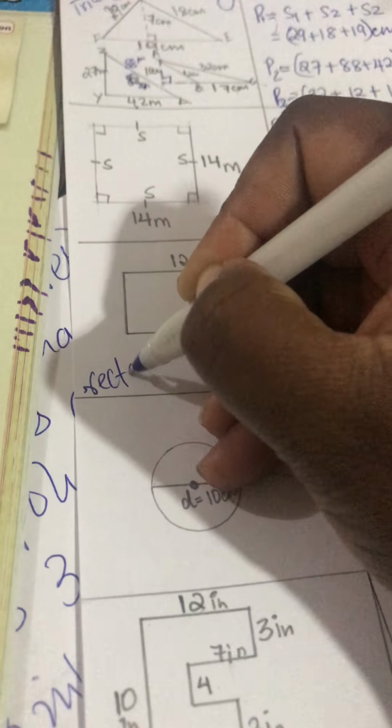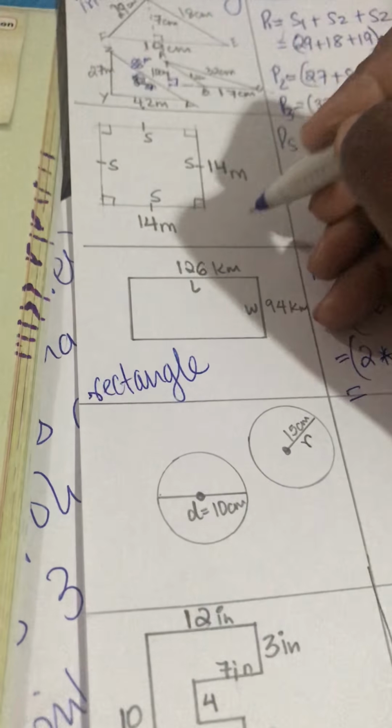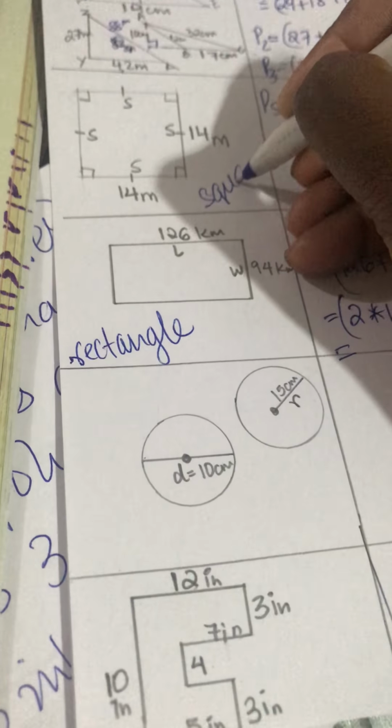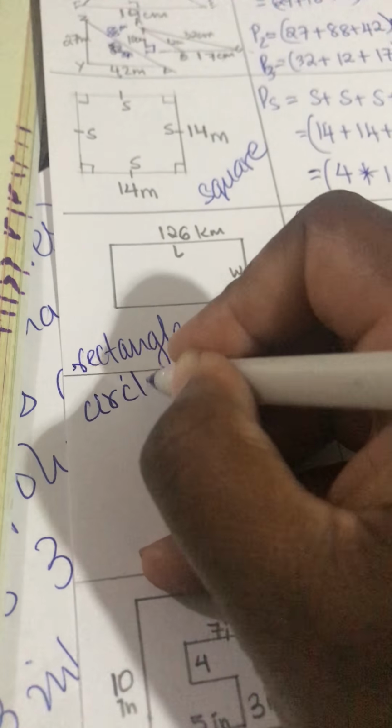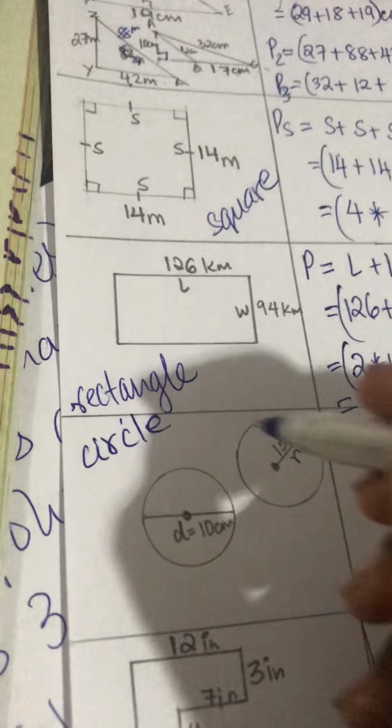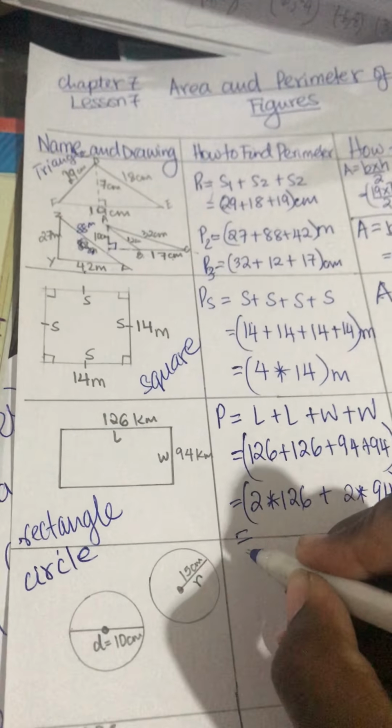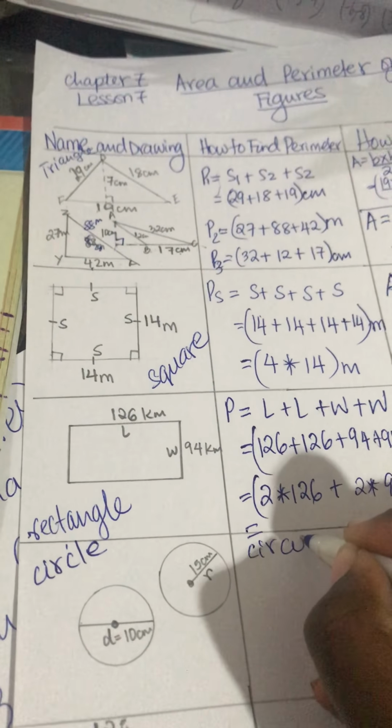Now, this is rectangle. This is square. Now we are doing circle. Now, in the circle, the perimeter is called circumference.